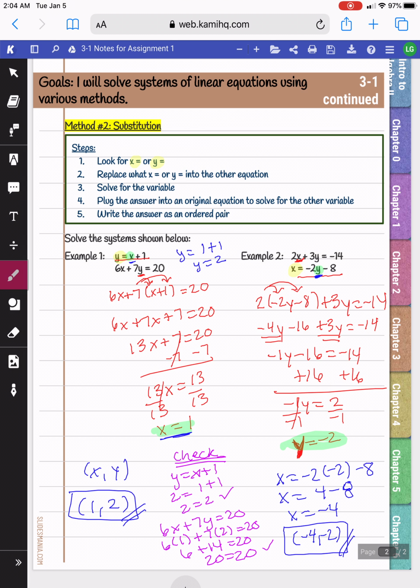So the main thing that you have to do is look for x or y equals by itself. Then you plug whatever it's equal to into that variable in the other equation.